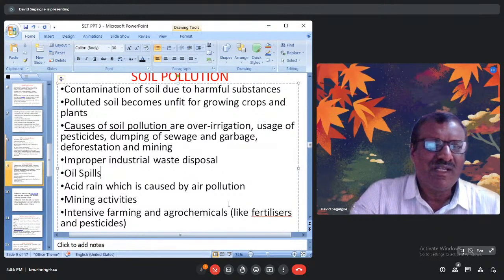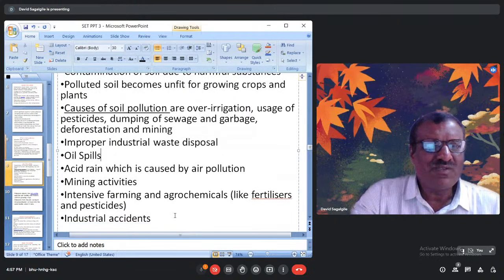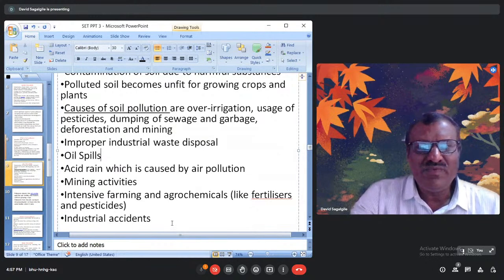on the ground. Then mining activities, then intensive farming and agrochemicals like fertilizers and pesticides. So these are the ones which also cause a lot of soil pollution. Then industrial accidents also cause a huge amount of soil pollution.